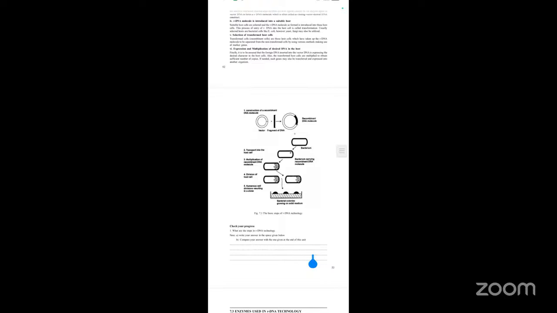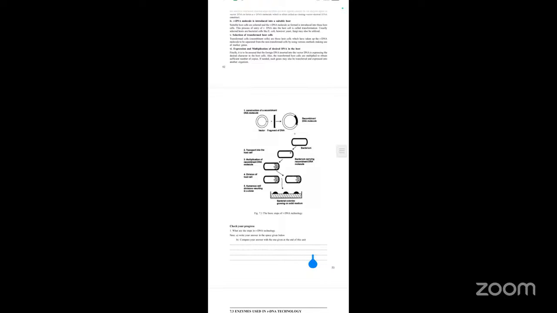Particle bombardment, also called gene gun, ballistics, or microprojectile. It is also called the particle gun, shotgun, microprojectile gun, or ballistic missile. Ballistics is a combination of biological and ballistics.